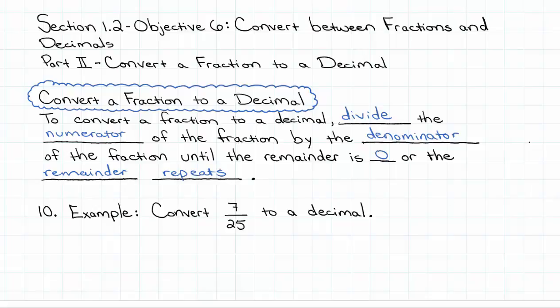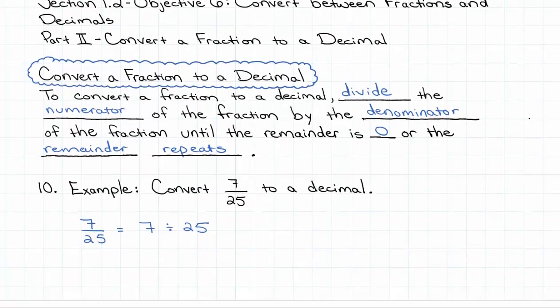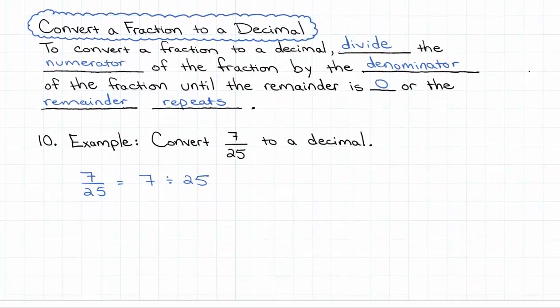Let's do an example. Let's convert 7 over 25 to a decimal. So 7 over 25 means the same thing as 7 divided by 25. So as long as we remember that, we'll be able to do this problem. I'm going to rewrite it this way. I'm going to write the 25 on the outside. I'm going to write the 7 on the inside.